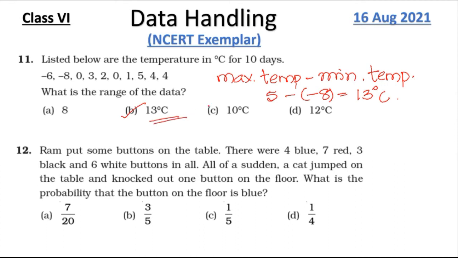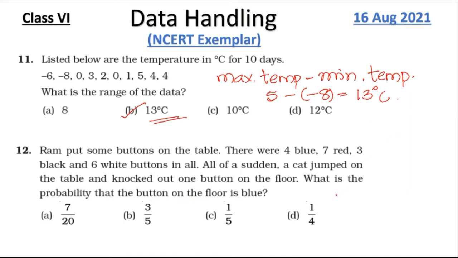Question 12. Ram put some buttons on the table. There were 4 blue, 7 red, 3 black and 6 white buttons in all. All of a sudden, a cat jumped on the table and knocked out one button on the floor. What is the probability that the button on the floor is blue?